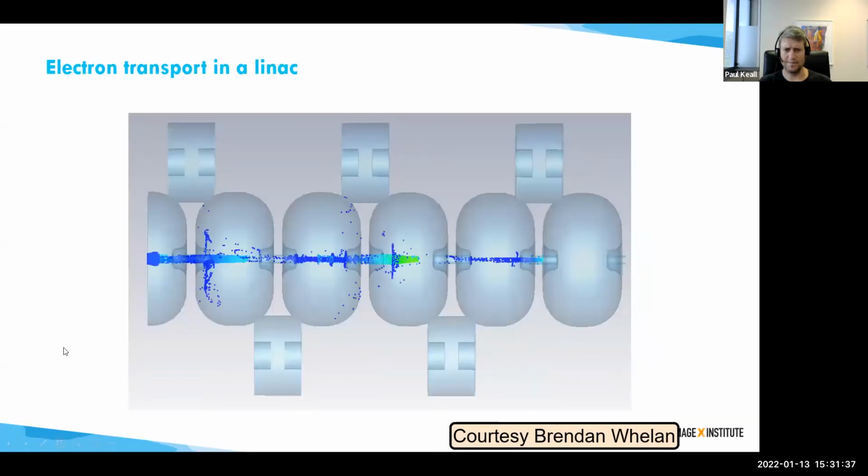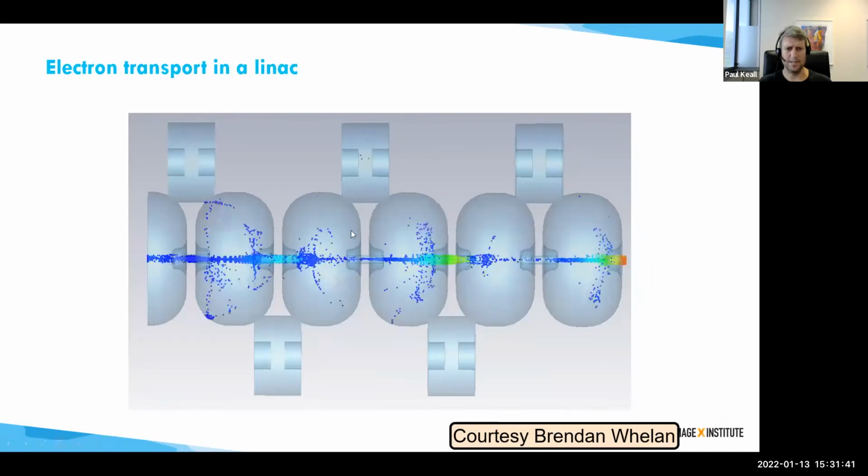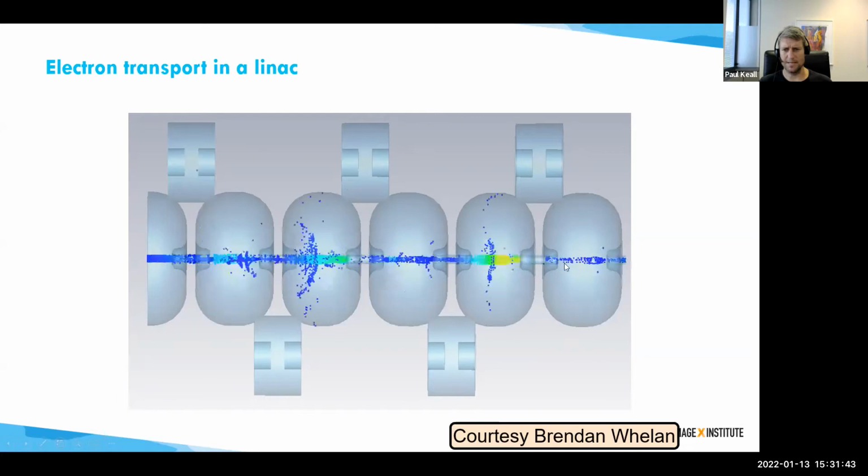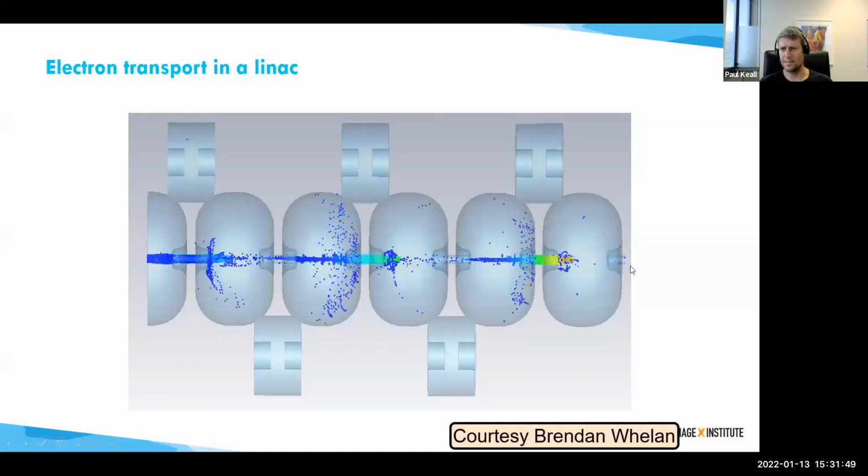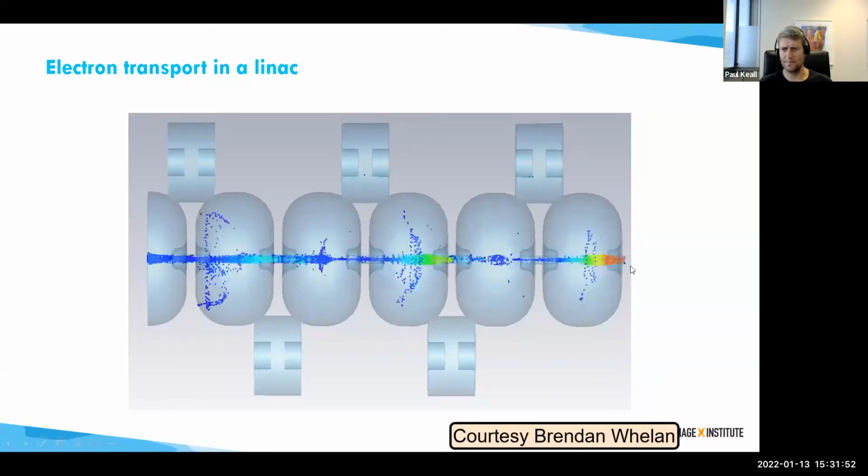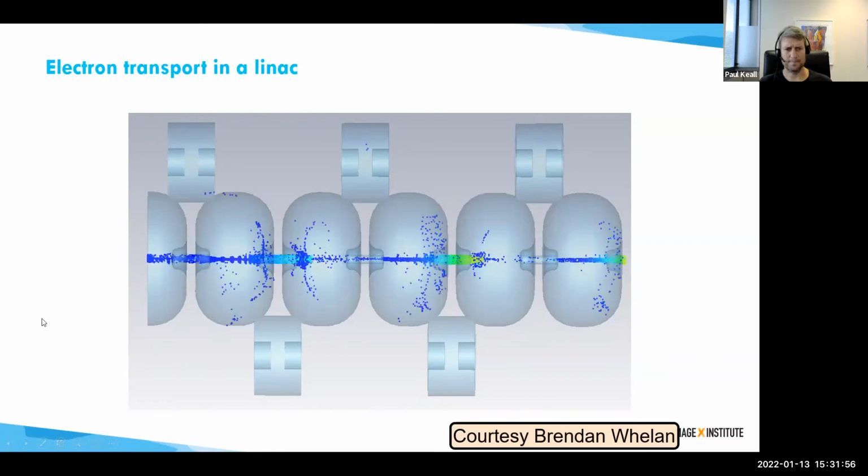Brendan will give a lot more detail of how this works. But we have electrons coming in from the left that are accelerated to about 0.999 times the speed of light. You can see here it's color-coded with energy.